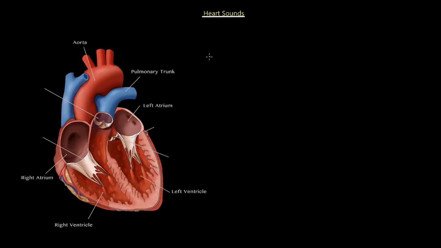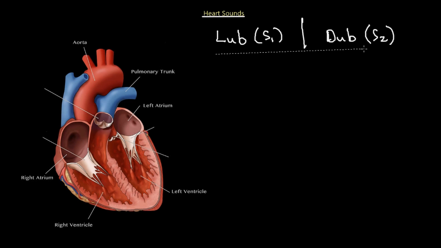So there are two heart sounds. They go by lub, dub. So we got lub, which is the first heart sound, S1, and we got dub, which is the second heart sound, lub, dub, lub, dub. And what they represent is the shutting of the valves, specific valves. So first, let's label them here.